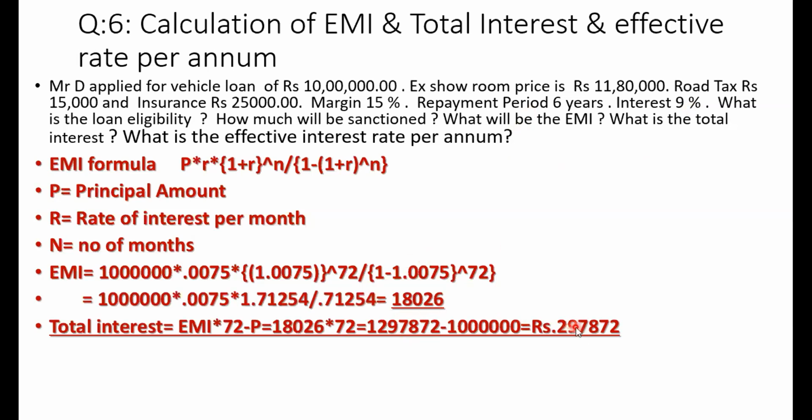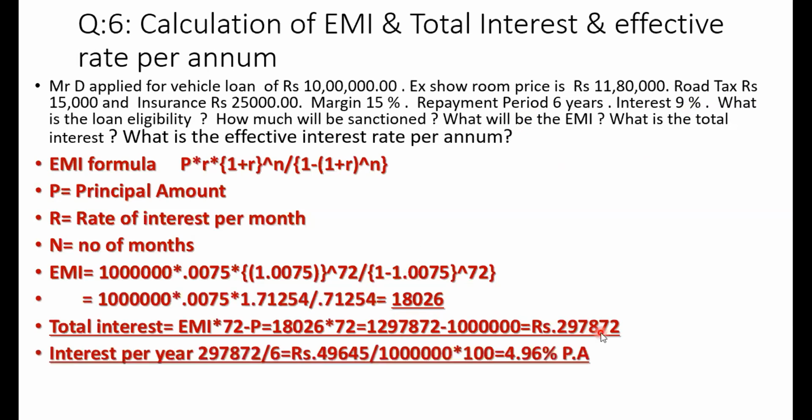So 297,872 divided by 6. This is the overall interest he has paid, averaged over 6 years. Average interest he has paid is 49,645. Then the overall rate will be just about 4.96. Easily you can get. How many of you understood this?